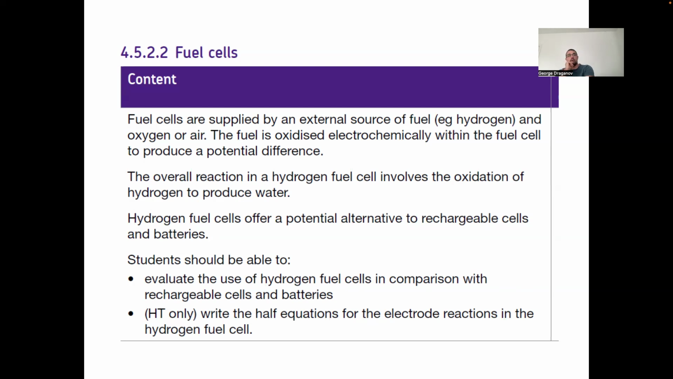I would recommend that you only learn the acidic conditions, even if your textbook has the alkaline one. We've written to the exam board and they said you just need to know 1. You don't need to know both. And then you just need to know some pros and cons and the definition. So if we start with the definition, fuel cells are supplied by an external source of fuel and oxygen. So the fuel gets oxidized within the fuel cell to produce a potential difference. Ultimately, you're looking at hydrogen and oxygen reacting to produce water.